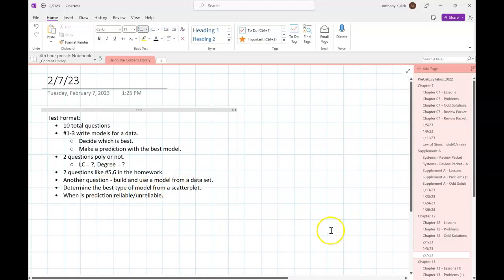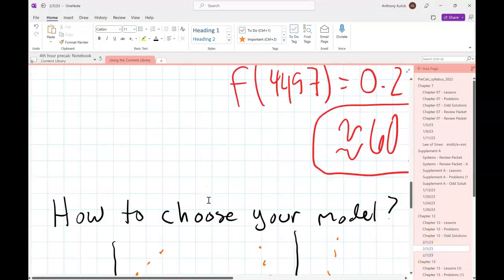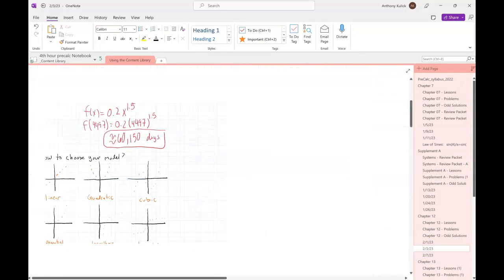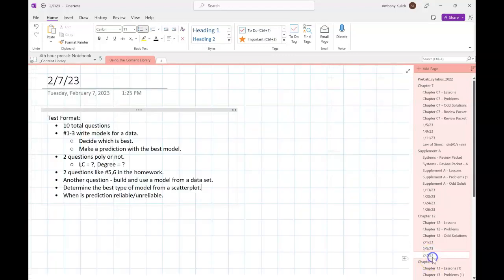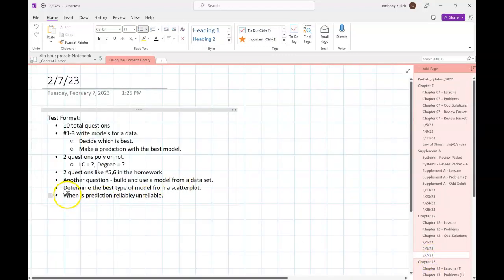And this we talked about at the end of last class, right? Where I gave you those 6 pictures, right? So you'll just find the data set that looks most like each of these pictures. And then the last question will be about determining if a prediction is reliable or unreliable.